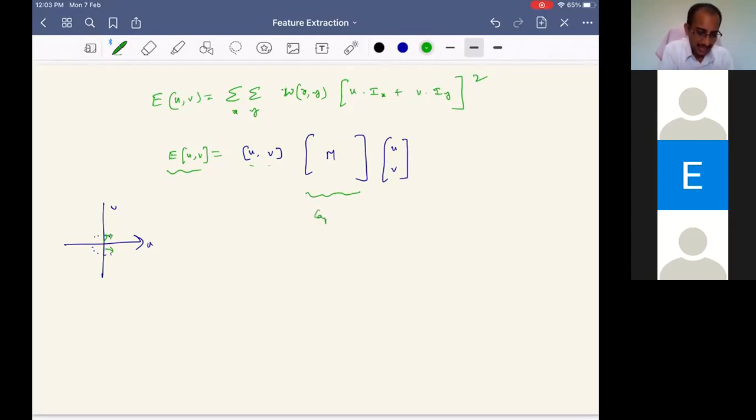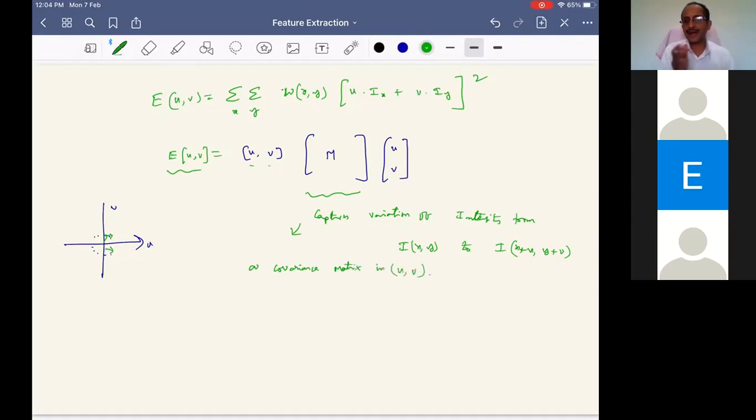So M captures the variation of intensity from I of x comma y to I of x plus U comma y plus V, considering all of them. So in this sense it captures the variation, which means that it is quite similar to a covariance matrix in U comma V.